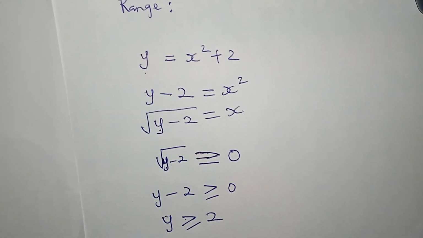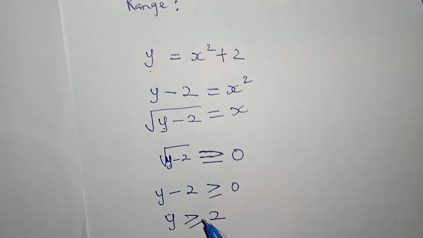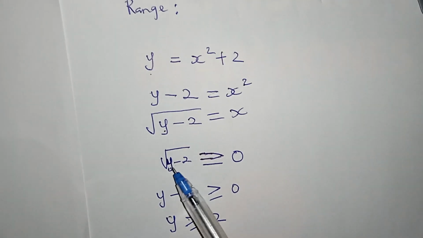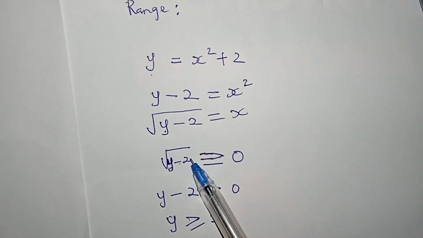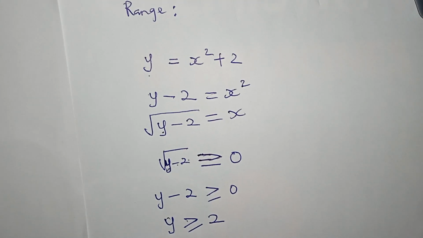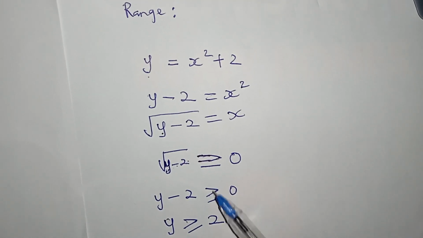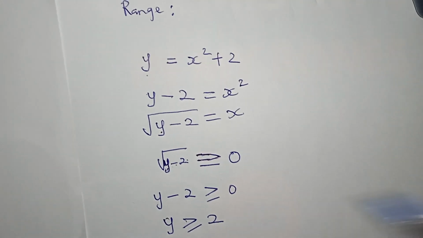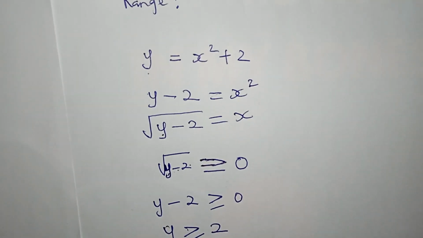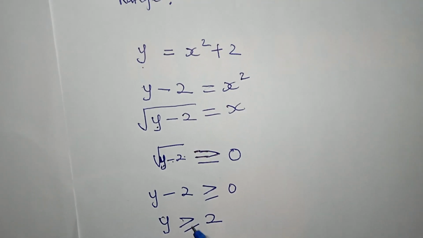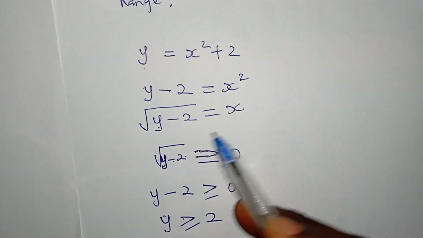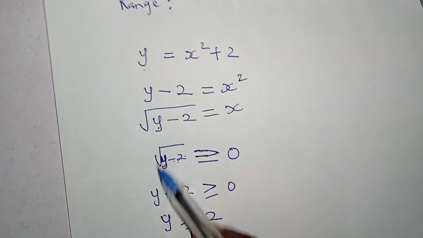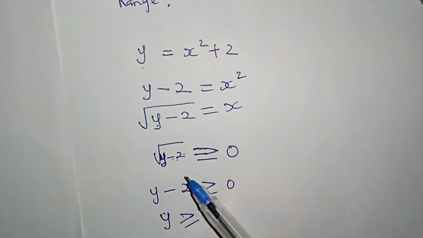So that means that the range is going to be, because if you put 2 here, 2 minus 2 is going to be 0, root 0, 0. That means greater than or equal to, so all those values greater than 2 and equal to 2. That means 3 minus 2, 1. Root 1, 1.